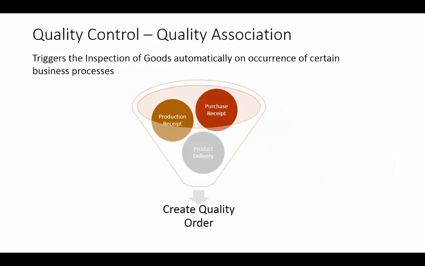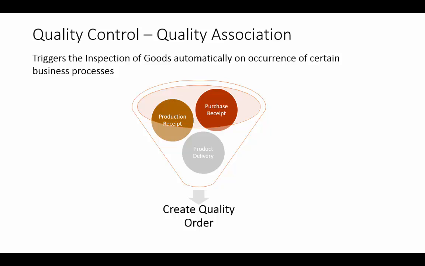Let us say, since road bicycles are often found to be defective, the company wants to ensure that road bicycles are always quality inspected thoroughly before receiving them into the warehouse. To cater to this requirement, we have to set up a quality association for purchase order to trigger the quality order before registering the products into the warehouse. This way, inspection has to be conducted first before registering the products in inventory.